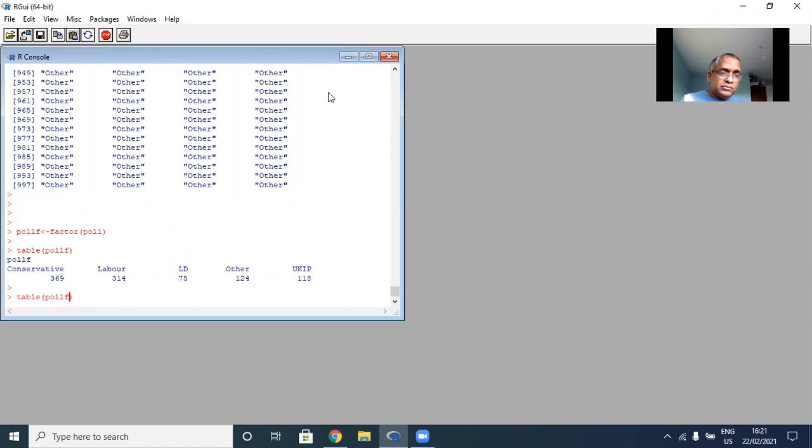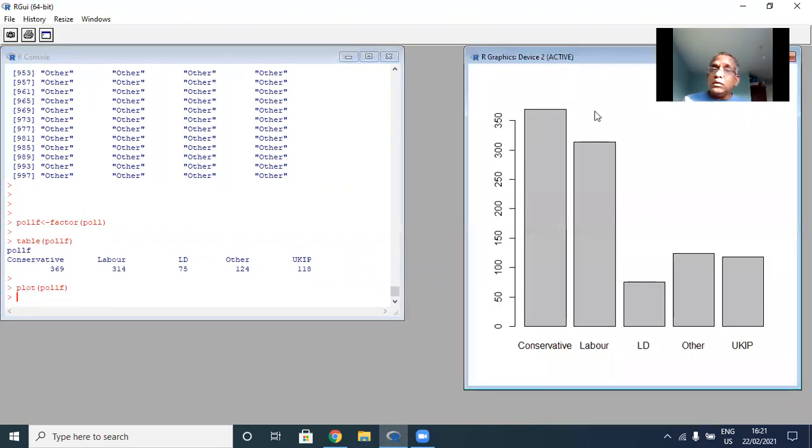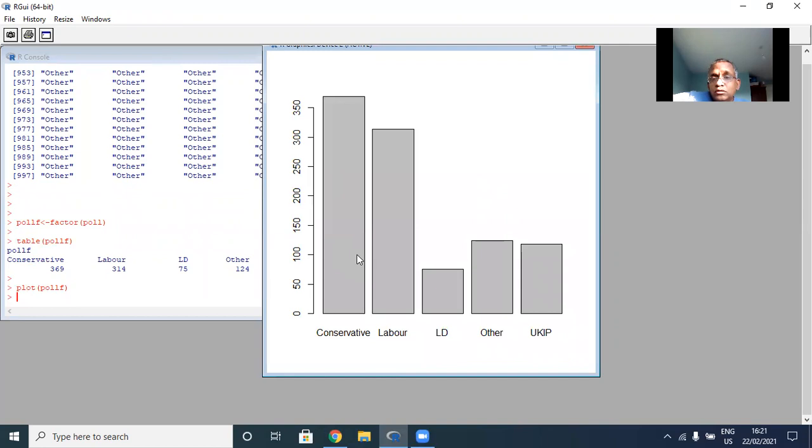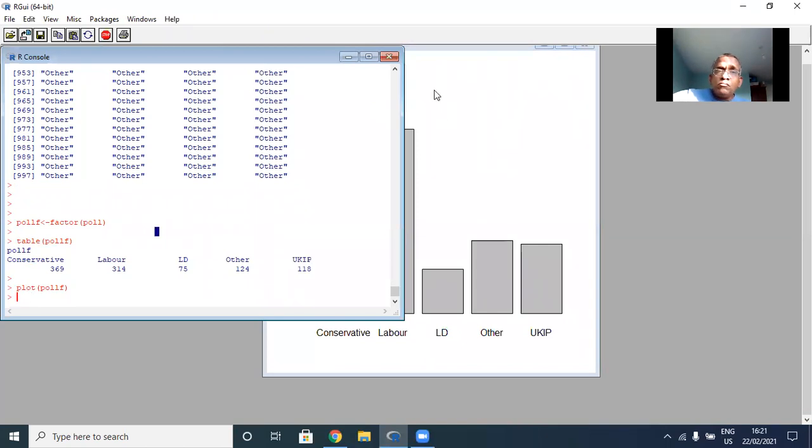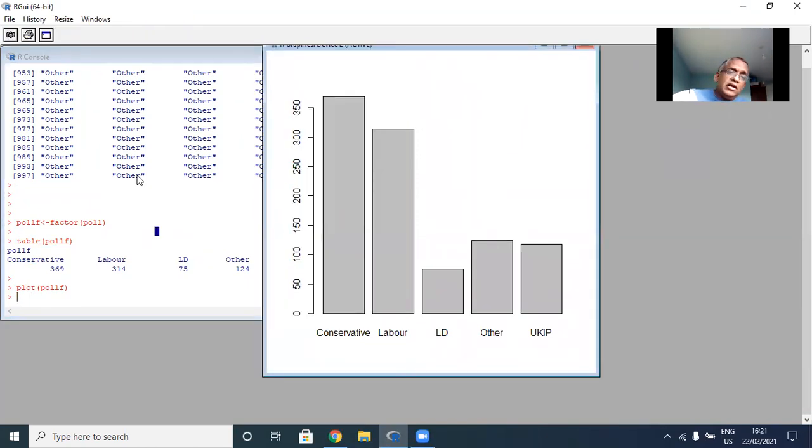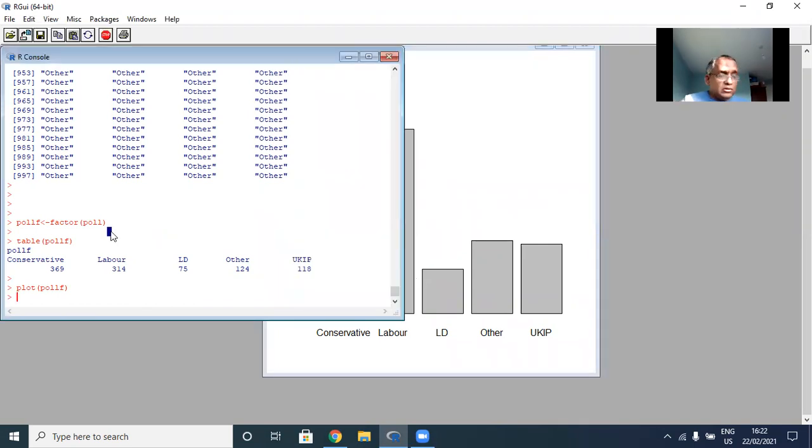Now if you say plot, this is what you will get, you see. So you get this plot. What this plot shows is the number of votes that each party got, or number of seats each party got: Conservative, Labor, Liberal Democrats, other, and UKIP, right? So when you have categorical data, this is known as a bar plot. Bar plot is something very useful to represent categorical data, right?